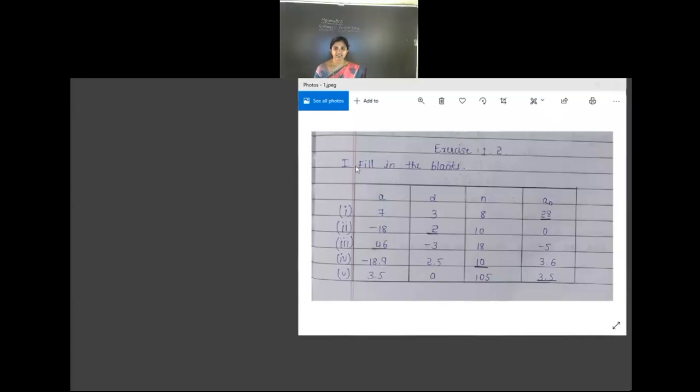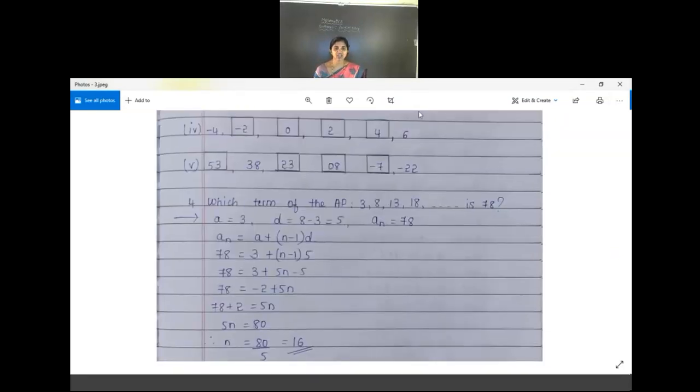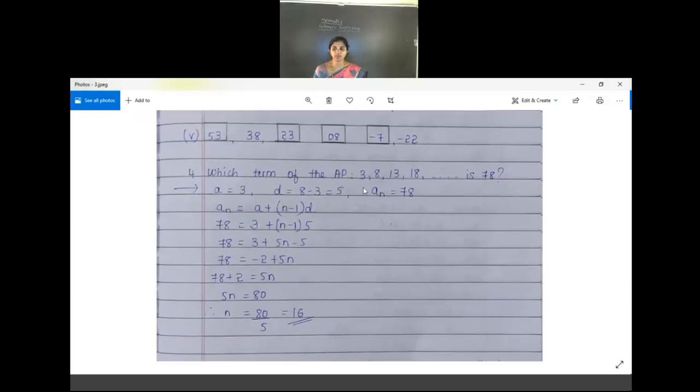See here, the fourth question is like this. Which term of the AP 3, 8, 13, 18, and so on is 78? Already we have worked out this type of problem in the last example problem discussion, no?